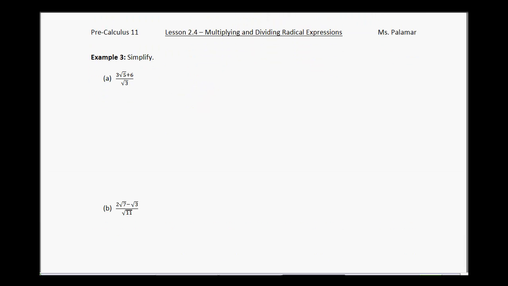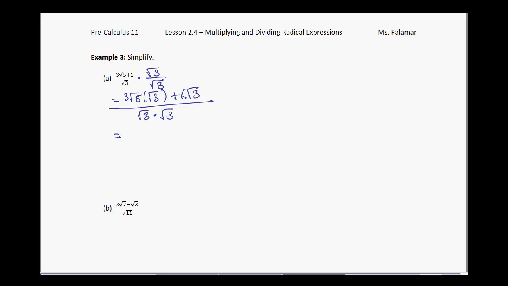Simplify. Here is our first case. 3 root 5 plus 6 divided by root 3. So we need to rationalize first. We're going to multiply the top and the bottom by root 3. This will give us 3 root 5 times root 3 plus 6 times root 3, all divided by root 3 times root 3.